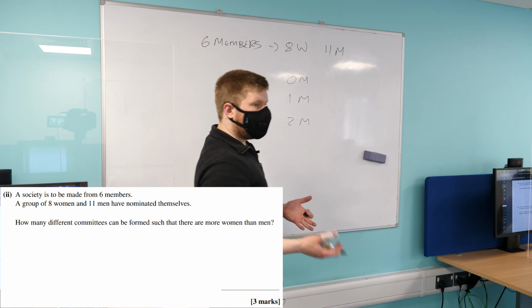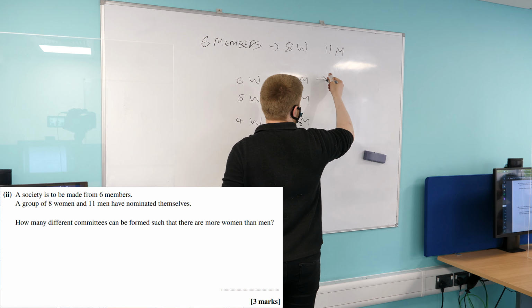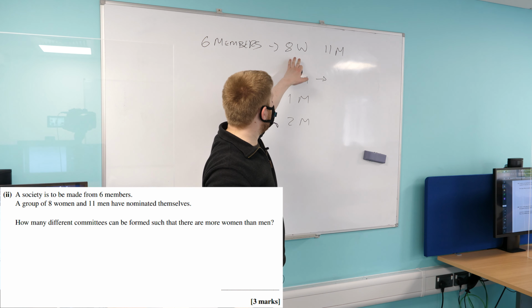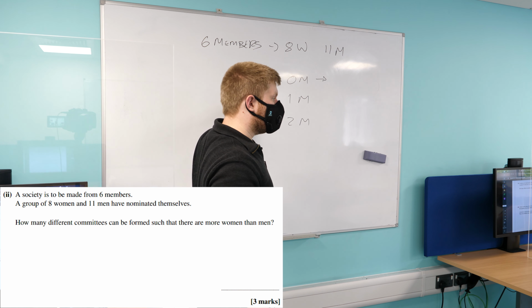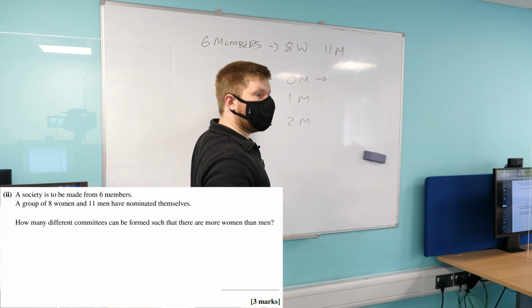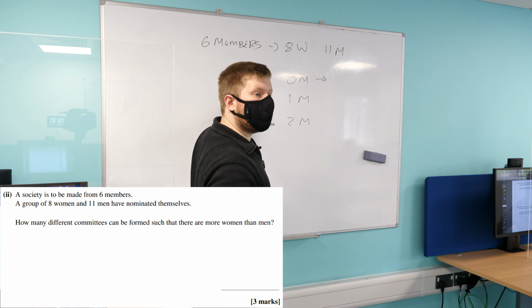Now let's go through and think about how we actually calculate each of these different scenarios. So, if I want 6 women, if I just say to you, look, there are 8 women in total, and I'm selecting 6 women to form this committee, how would I do that? Use combination. Why is it a combination, not permutation? Because picking people. Yeah. Perfect. There's no order associated.